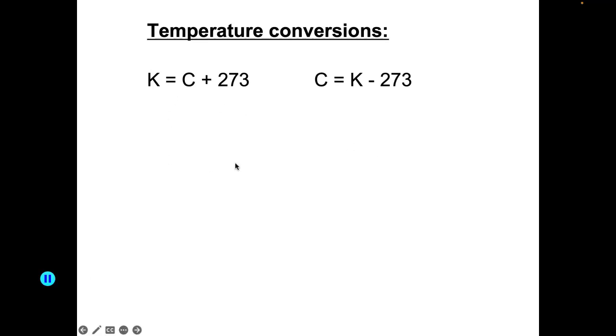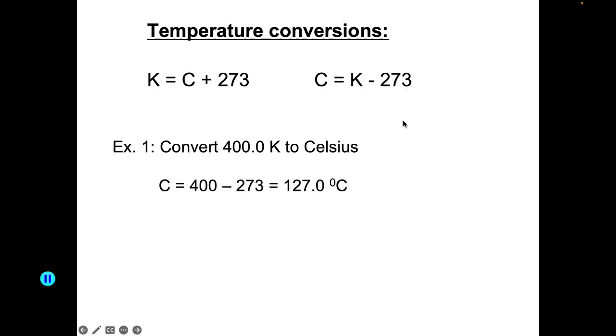So we need to be able to convert between temperatures. So if we want Kelvin, we take the Celsius and we add 273. If we want Celsius, we take Kelvin and we subtract 273. We're not going to worry about converting to Fahrenheit, just between Celsius and Kelvin for this class. So if we're going to convert 400 Kelvin to Celsius, we're trying to get Celsius. We're going to take our Kelvin and we're going to subtract 273, and we get 127 degrees Celsius.